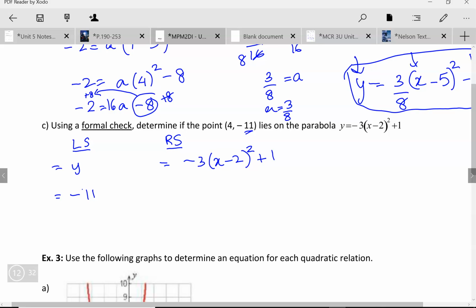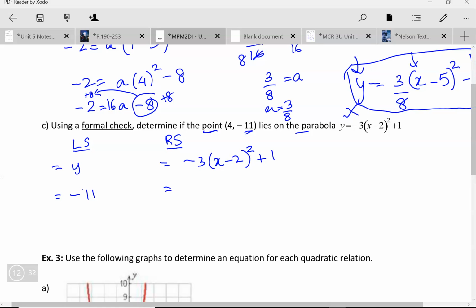So we're trying to determine whether this point lies on the parabola. And we talked about this before. If the point lies on the parabola, the equation is true. If the point doesn't lie on the parabola, the equation is false. So we're going to see if the equation is true or false. Does the left-hand side equal the right-hand side? If it does, the equation is true and the point lies on the parabola. If it doesn't, the equation is false and the point doesn't lie on the parabola.